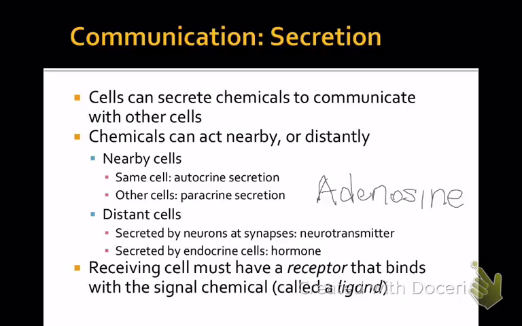Adenosine. Adenosine is the A of ATP. And you know ATP is the energy currency of cells. So if you're metabolically very active, or if you've just been awake for a long time, your cells are using a lot of ATP. Now, we use it over and over again.